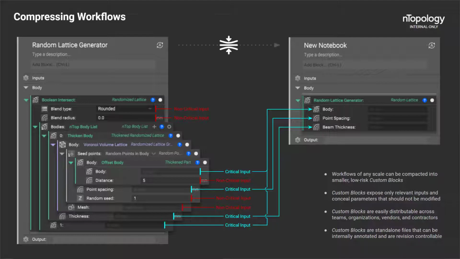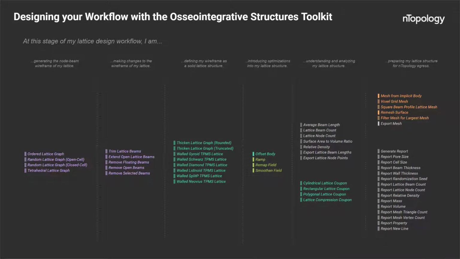The download link below will give you access to a collection of over 40 custom blocks designed specifically for generating and analyzing osseointegrative structures. I've taken the extensive design workflow starting from CAD part and ending with mesh export and segmented the design process into a handful of blocks that can be easily implemented in a modular way, giving you the freedom to use only what you feel is necessary for your design workflow.